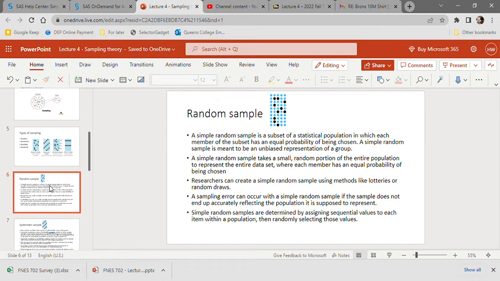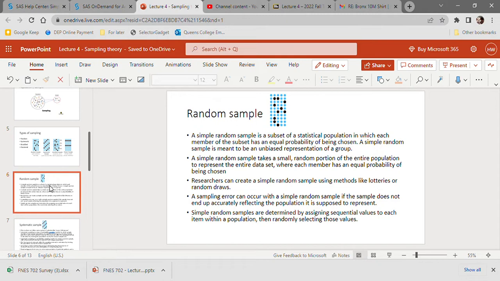So let's come back. Let's say there are 20 students in our class. Each student has the same probability of getting in, 1 out of 20. 1 out of 20 is my odds, the percentage that I'm going to go in, and everybody has that same percentage. So let's go to this next bullet point. A simple random sample takes a small random portion of the entire population to represent the entire data set, where each member has an equal probability of being chosen. Again, that equal probability portion.